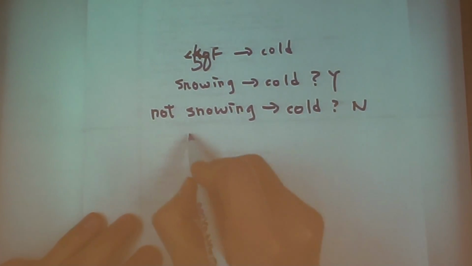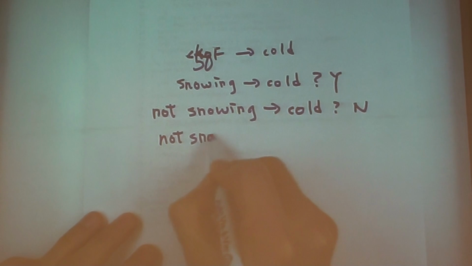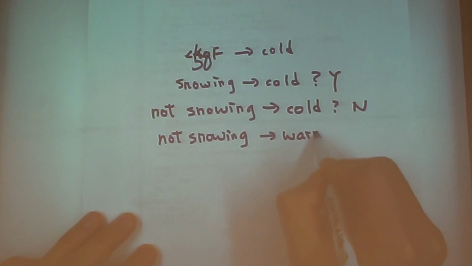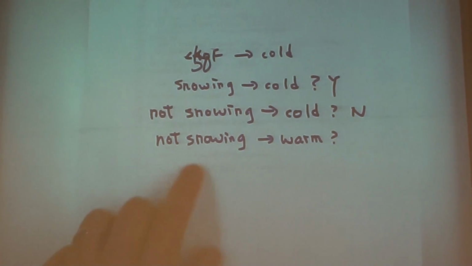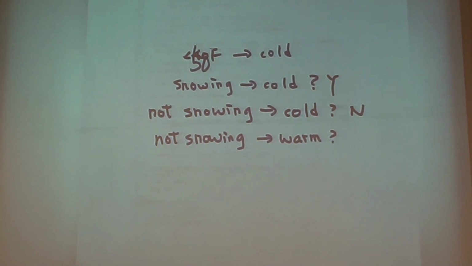Okay? So if it is not snowing, does that mean it is warm or hot? Can you make that statement? No. Why? It could be cold. Like yesterday, it was not snowing, and it's not from the sky, right? There was snow on the ground. It was not snowing, but it was still below freezing yesterday. Okay, why do I talk about this?